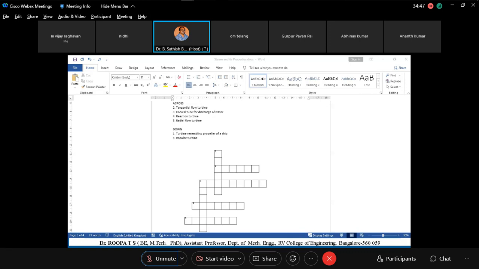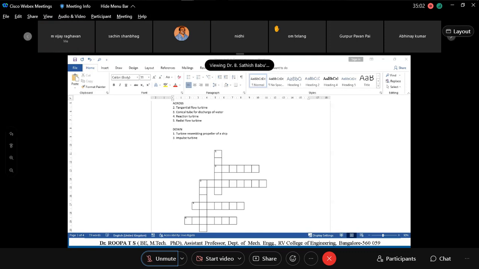Ma'am, 3 down second is D level. Ma'am, second one across is Pelton. Second one across is Pelton, that is tangential flow turbine. Everyone got the same answer? Yes, ma'am. Okay. So third one across.